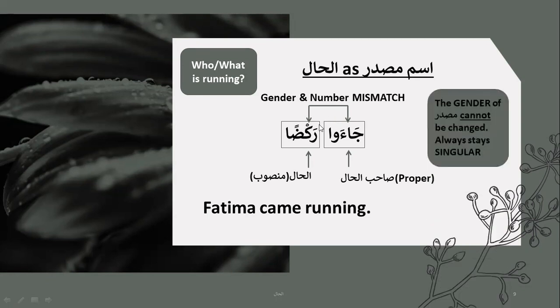So you can say there is an exception when you're using masdar as hal. The gender of masdar cannot be changed, it always stays, and it always stays singular. So this is one exception with masdar. I hope this concept is clear. If there are any outstanding questions, please let me know. Fatima, again, I have to make this correction in the PDF, so I'm going to do that. Thank you so much. Jazakallah khair.